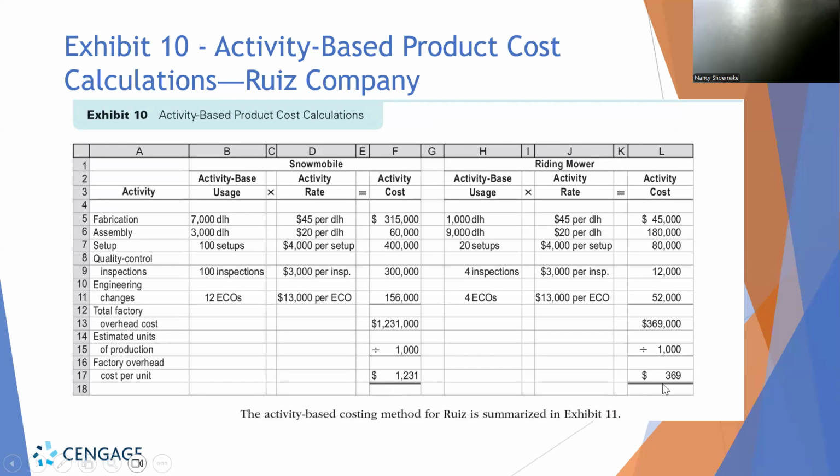And now look at the riding lawnmower. It's a lot lower. Do you see, by getting nitty-gritty detail, we're really picking out the cost. What's costing us money? Well, those engineering setups cost a lot of money, and those inspections are costing money, aren't they? And you see how they're upping those prices? Does that make sense?